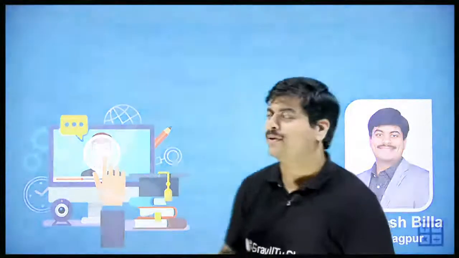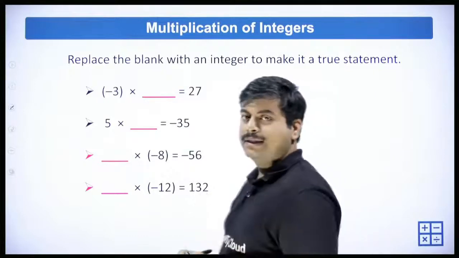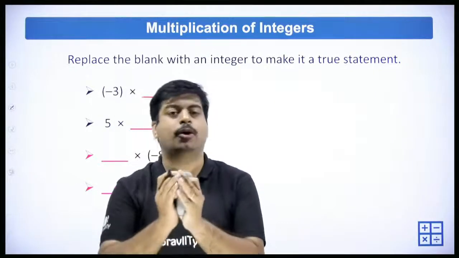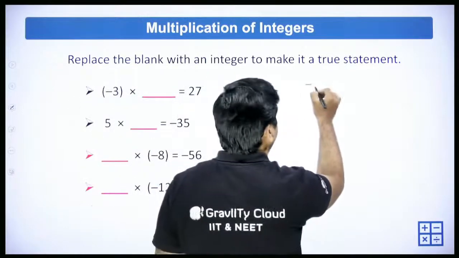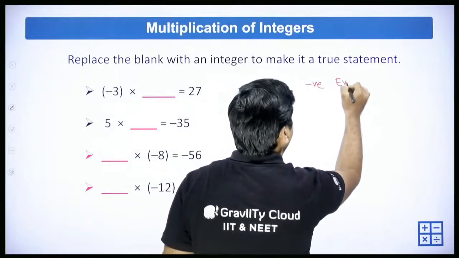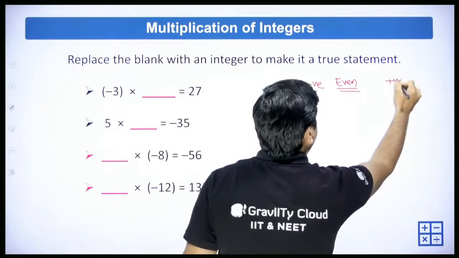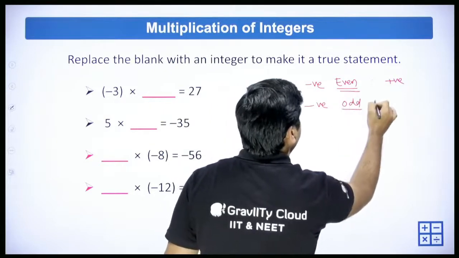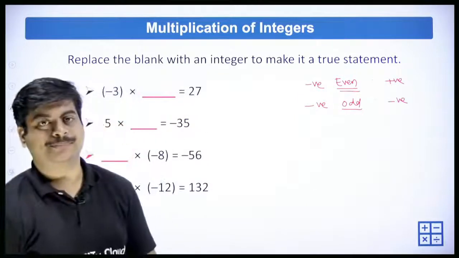Let's start today's session. In the last class, when we were discussing multiplication, I told you a few things about the signs, how the sign will change to positive or negative. When you have a negative an even number of times, you will get positive. When you have a negative an odd number of times, you will get negative.